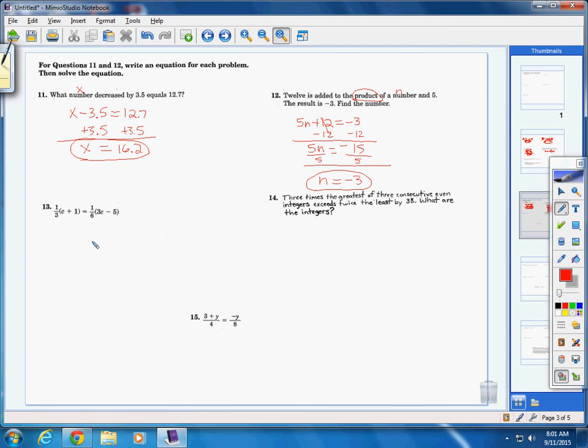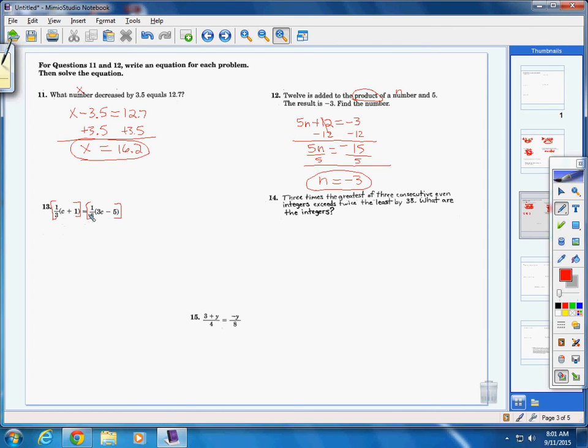On to 13. Here we have this equation. We have variables on both sides of the equation. We have fractions on both sides that need to be distributed to the things on the inside of the parentheses. However, I don't like working with fractions. So if you recall, my strategy for removing fractions so that I can just work with integers is to multiply both sides of the equation by a number that will eliminate my denominators.